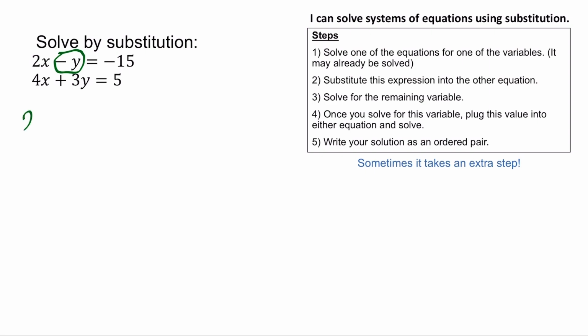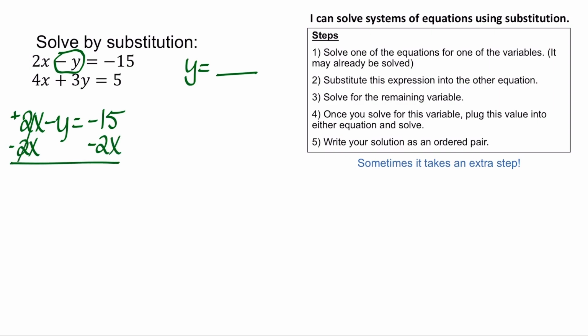So what I can do is this 2x minus y equals negative 15. I can work on getting this into y equals form. Because remember, if it's in y equals something form, I can use substitution. So I'm going to go ahead and subtract 2x from both sides. And that gives me negative y equals negative 2x minus 15. Well, y is still not totally by itself. Remember, that is basically a negative 1y. So I'm going to divide everything by negative 1 to get y by itself.